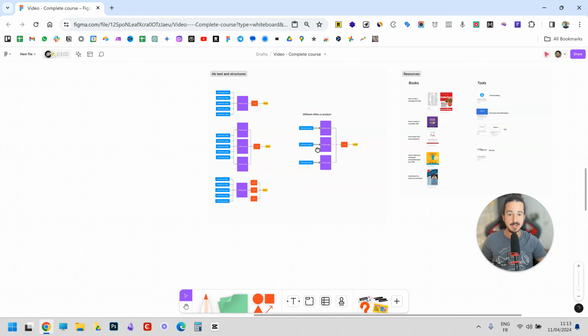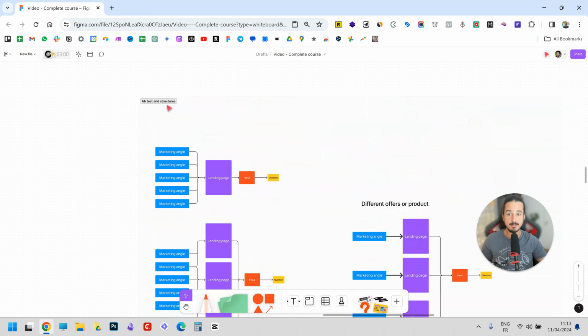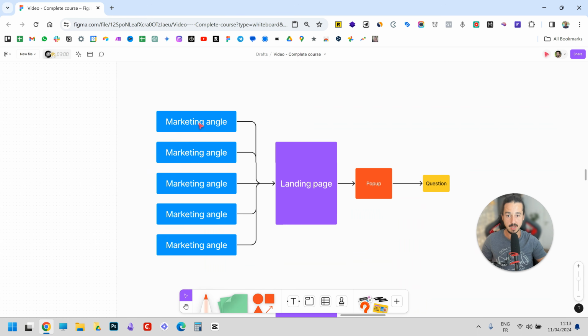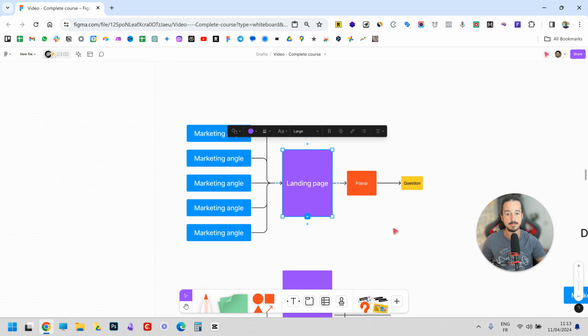Next thing we can look at is the A/B test and structures. That's the normal structure I told you about. We have different angles that lead to one single offer that we came up with because we did research and came up with this idea. So we think that is good.